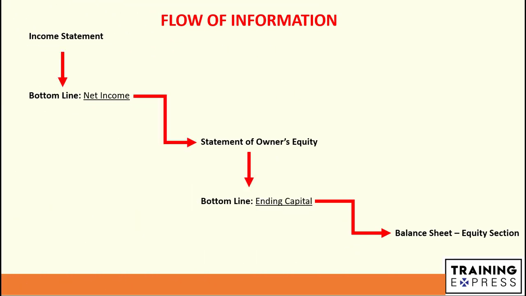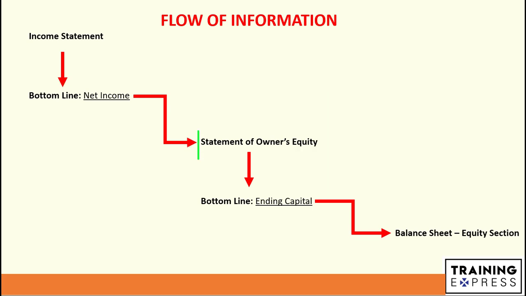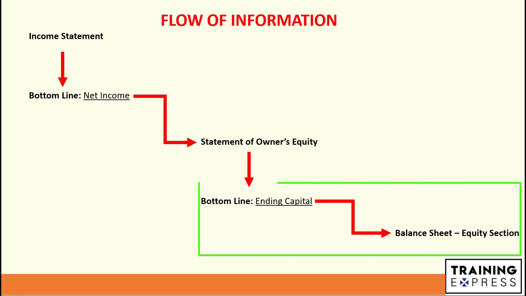Before we finish our session, I would like to remind you of the flow of information. First of all, we prepare the income statement. The bottom line is net income, and this net income is moved to the statement of owner's equity. The bottom line of the statement of owner's equity is ending capital, and ending capital is moved to the equity section of the balance sheet.